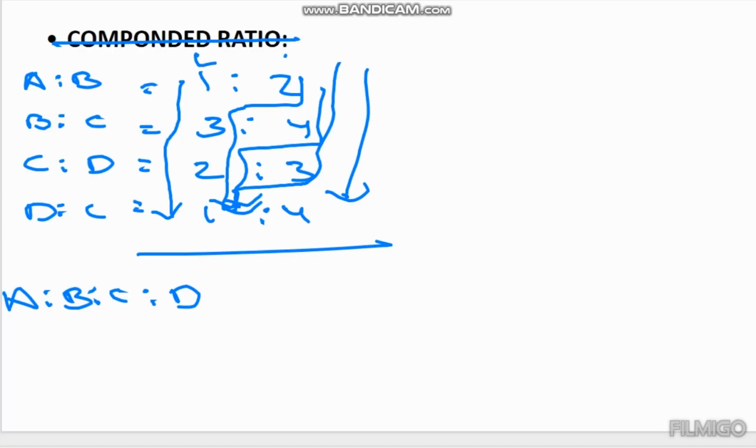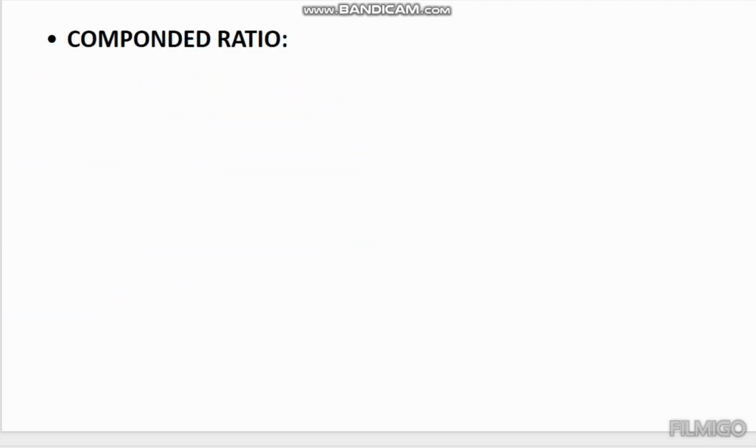This is left and right. For A, we need to take all the numbers from the left hand side, and for B, one from the right and the remaining all from the left, and for C, two from the right and remaining all left, and for D, three from the right and remaining all left, and for E, all are right. In this way, we need to calculate for the different values in ratio and proportions.